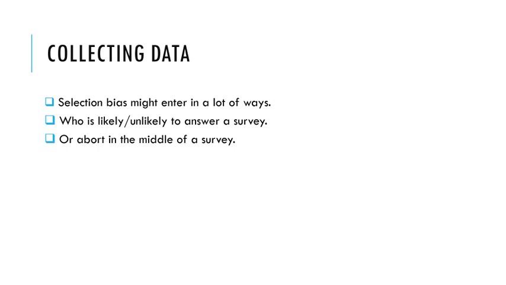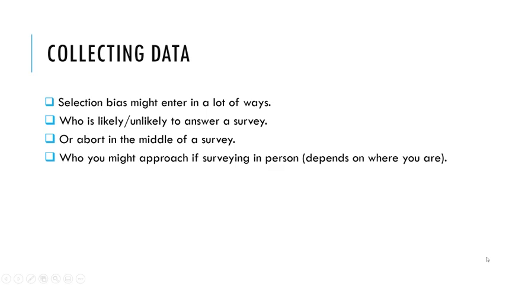So now I've got a potential source of selection bias: who you might approach if you're surveying in person. If you're going to do an in-person survey, you need to think about who you might physically be approaching, and this is going to depend on where you are. Let's say my boss says, I want to go out and get information from people on the street. Great, that can be valid, but where I'm physically standing could matter.